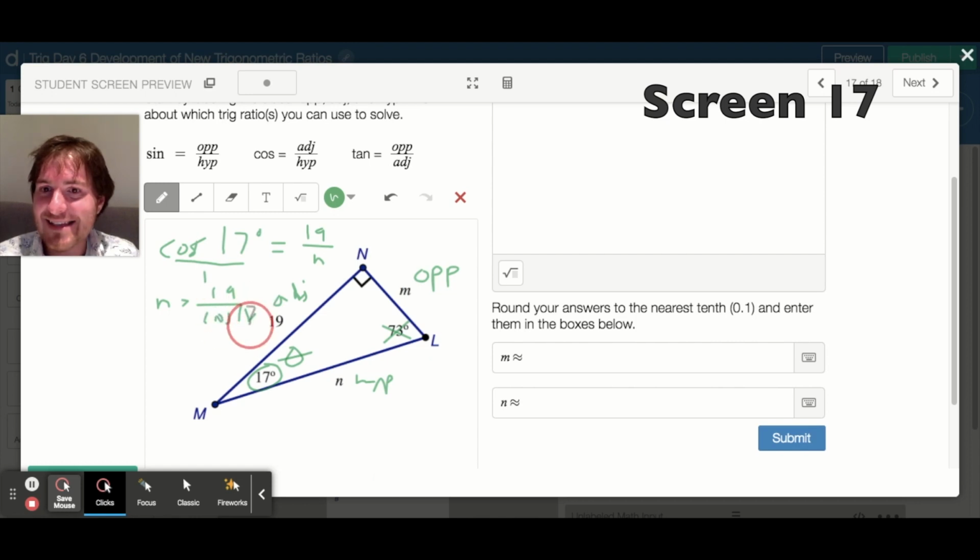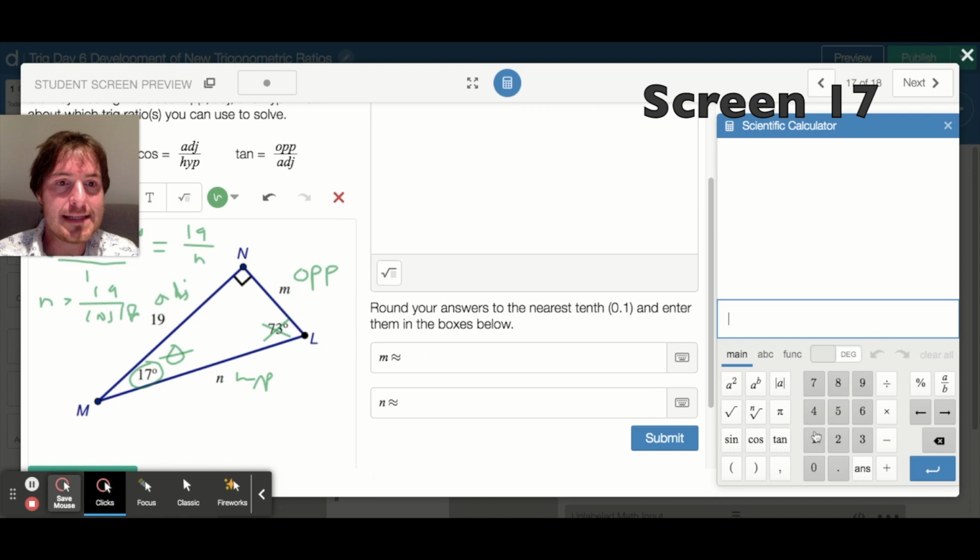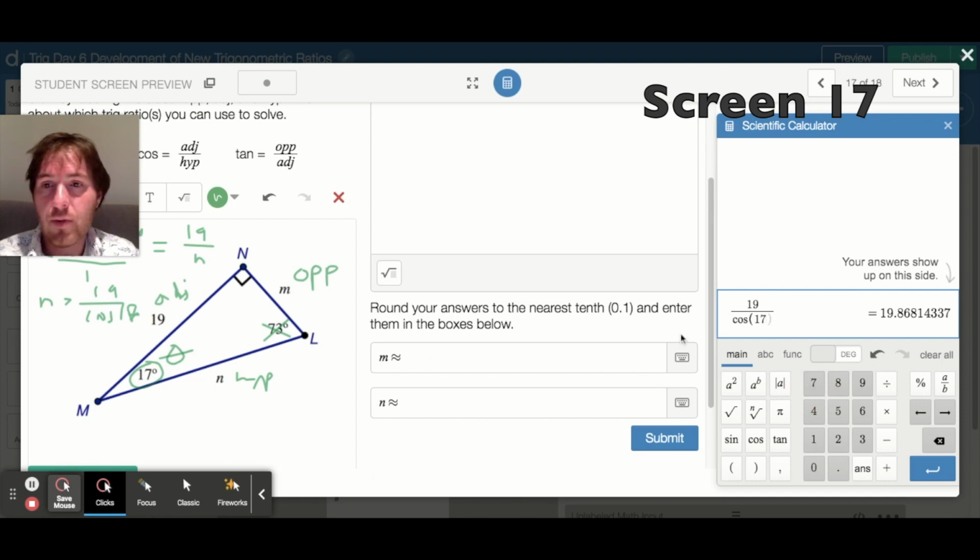Messy. Hopefully you're listening to me so you realize I wrote cosine of 17 in the denominator there. So I'm going to do 19 divided by cosine of 17 degrees, and I got approximately 19.86. Does my answer make sense? Yeah, the hypotenuse is longer than that leg. It's a long leg too, so not much longer, but it is longer. So I got 19.9. And then the opposite side, I'll let you guys do that.